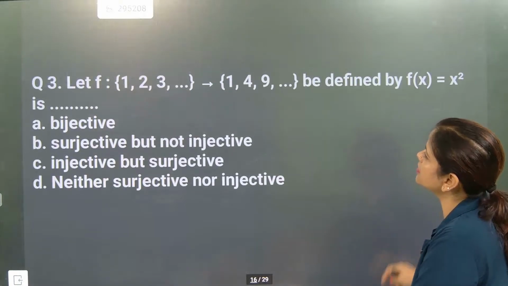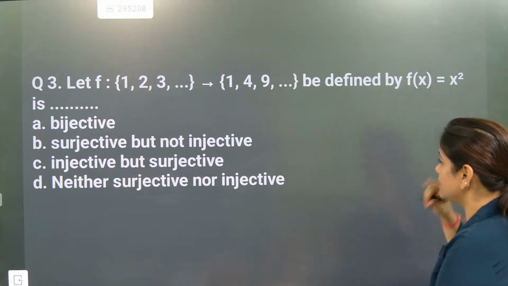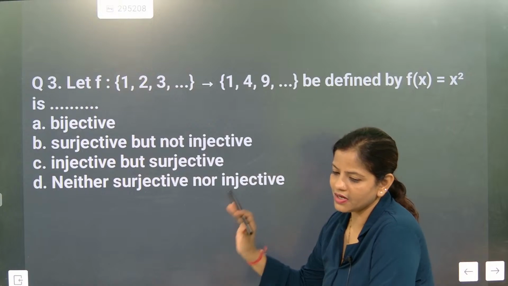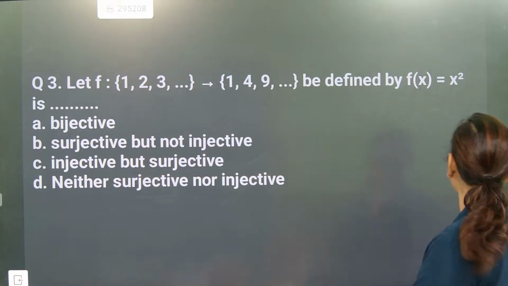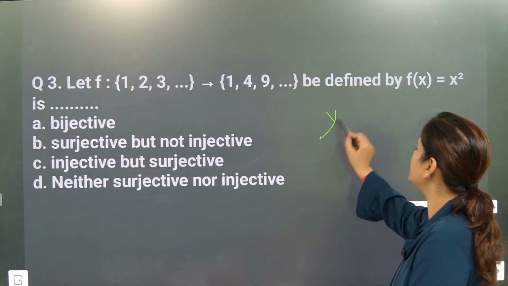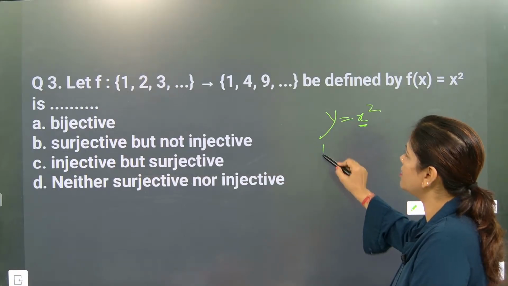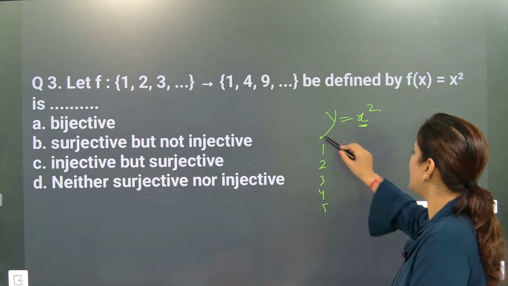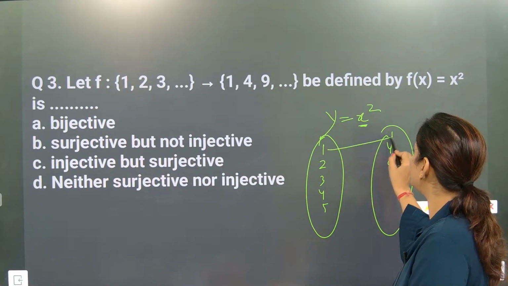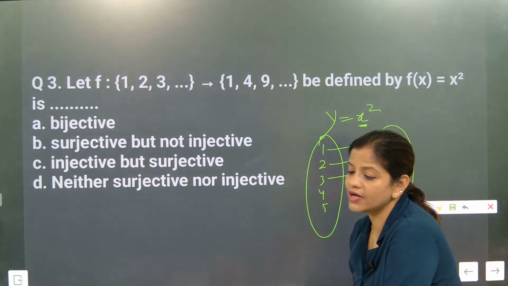Solve this quickly. Function f such that 1 2 3 4 and here 1 4 9, we defined this. Now this is a very clear-cut game. Our function will not change. y = x², and x is given as all the domain elements 1 2 3 4 5, and the codomain is 1 4 9 and so on. So 1 will map with 1, 2 will map with 4, 3 will map with 9. So now what is it going to be called?